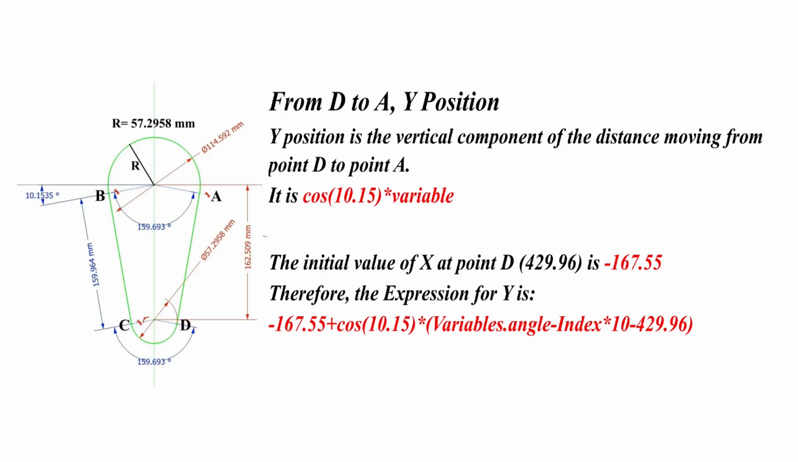For y position, it is the vertical component of the distance traveling from point D to point A. So it is cosine 10.15 degrees times variable. Initial value of y at D is minus 167.55. Then, the expression is minus 167.55 plus cosine 10.15 times variable.